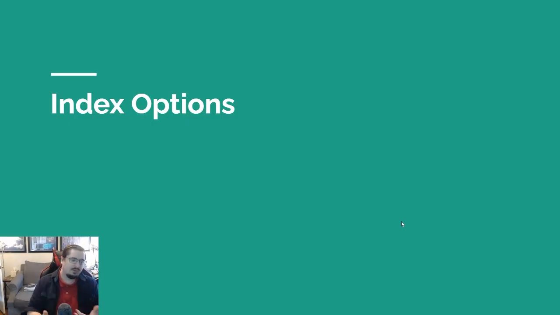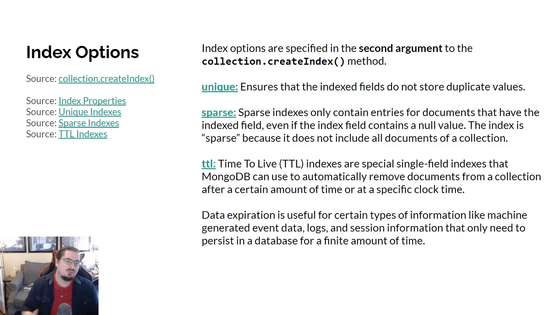So we've looked at a few of those options we can set. Namely, we looked at setting the name of the index. We looked at setting some weights. Those weights are only available for text indexes. And we also looked at setting an index to unique as true.